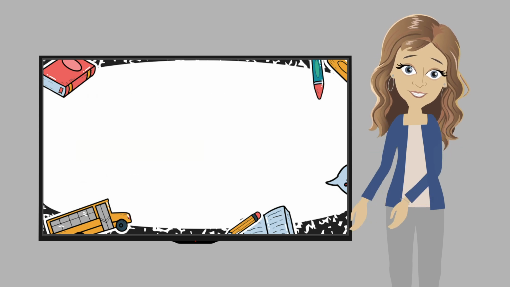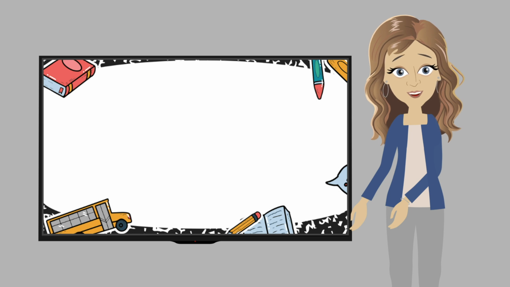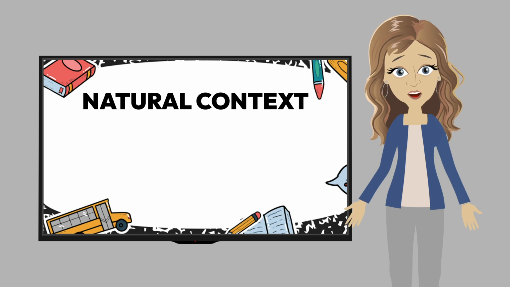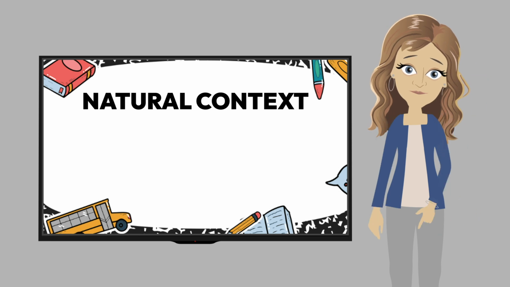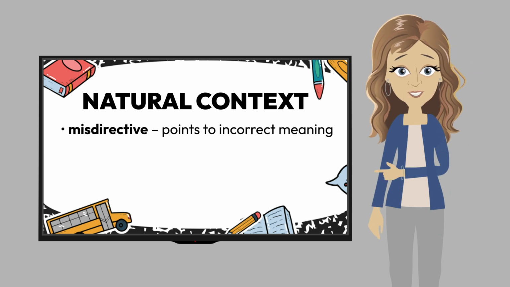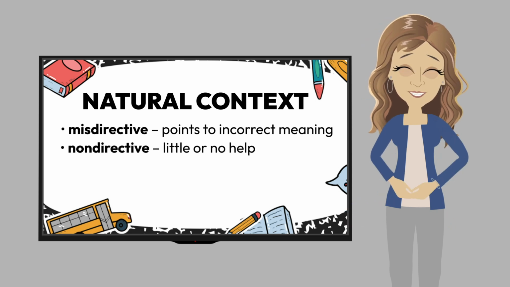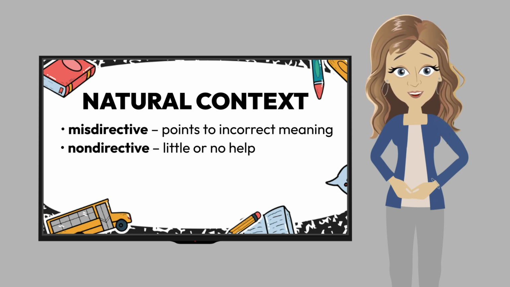The clues can be very helpful sometimes, but other times the author isn't as concerned with the understanding of every word. So we need to make students aware of 4 types of natural context clues. It isn't important that they know the names of these types of clues, but they do need to be aware that authors leave different types or levels of clues. There is misdirective, meaning the context may actually point the reader to an incorrect meaning. Another type is non-directive clues that refer to the text not providing any help in determining the meaning of the word.